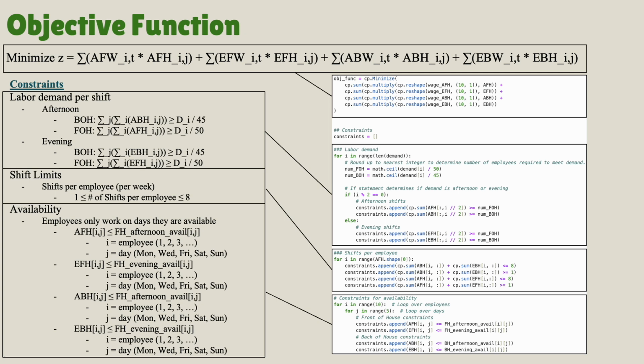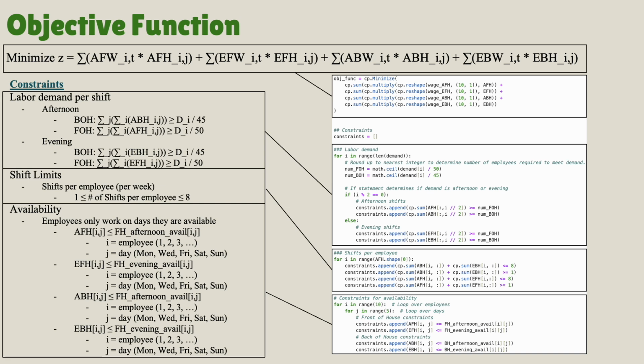For the objective function, the multiplication between decision variable and wage represents labor cost, and the sum of the 4 different labor costs should be minimized. For the constraints, we assume that each back employee can handle 45 customers and each front employee can handle 50 customers per shift. In other words, customer demand divided by 50 or 45 is the minimum number of employees for restaurant operation, and the sum of columns of the decision variable should be greater than or equal to this minimum number of employees.